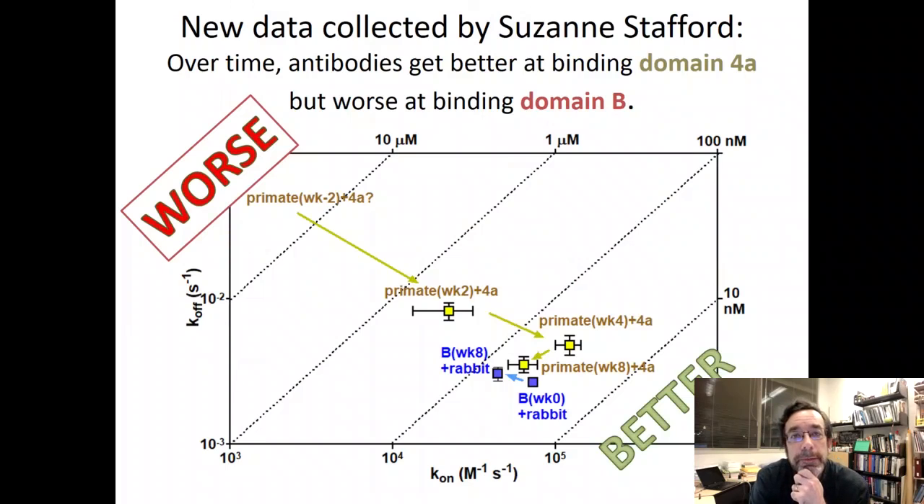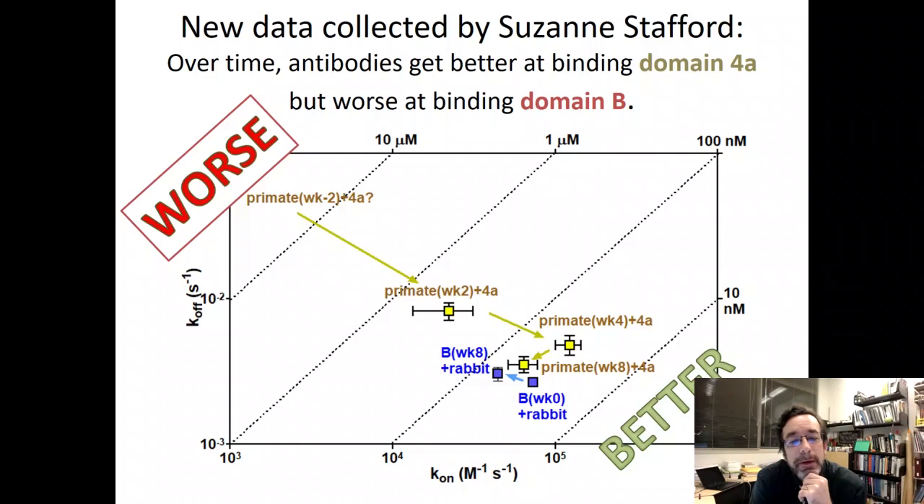And just to show you that this is probably going to be a very fruitful mode, here's some fresh data from Suzanne Stafford that shows a tale of two domains. Over time, we're taking antibodies that developed over time. They're from two different species. There's some complications here, but the main story is to compare yellow domain 4A to red domain B. It was red in the other ones. We made it blue in this one. Sorry about that, but you can imagine that it's red or blue.